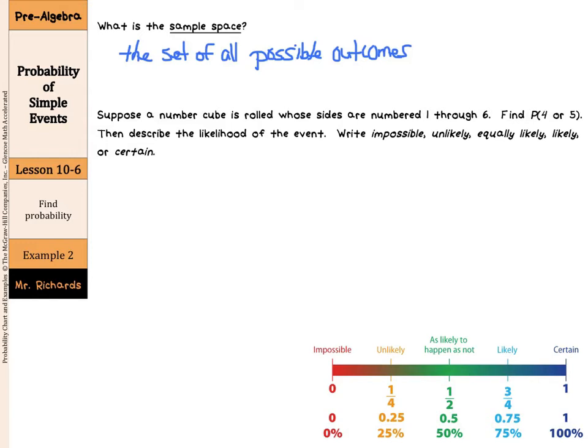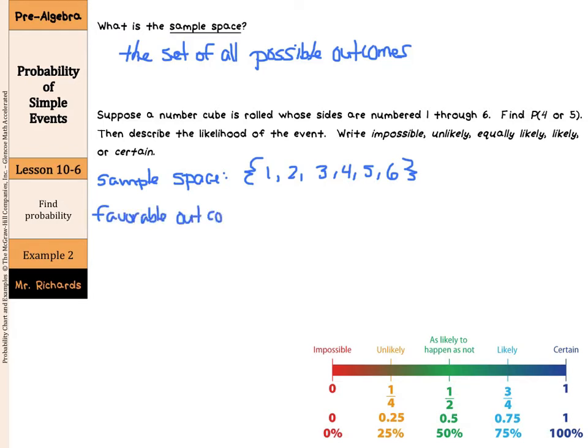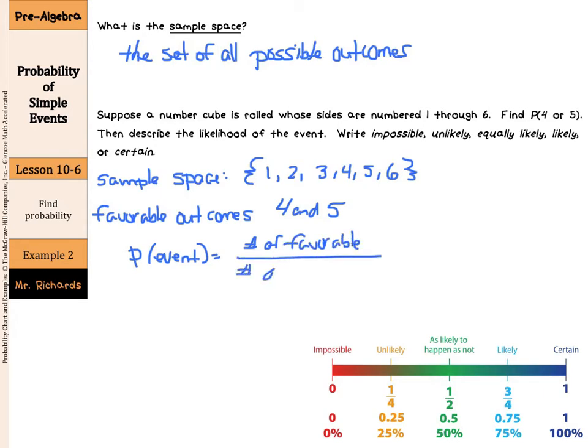Let's look now at the sample space for this question. What are the possible outcomes when you roll a number cube numbered 1 through 6? Well, you have 1, 2, 3, 4, 5, or 6. And so the favorable outcomes we're looking for here include a 4 and a 5. And so the probability of this event can be expressed as the number of favorable outcomes over the number of possible outcomes.